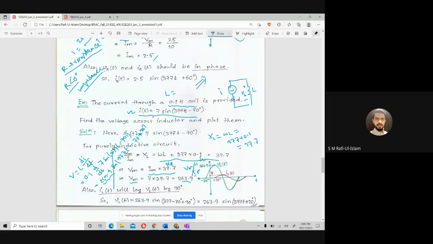Now, if you recall closely, I know the current in an inductive circuit will lag the voltage by 90 degrees. But right now I want to calculate what the voltage expression is. So if current lags voltage by 90 degrees, then what will voltage do to current? Any idea?